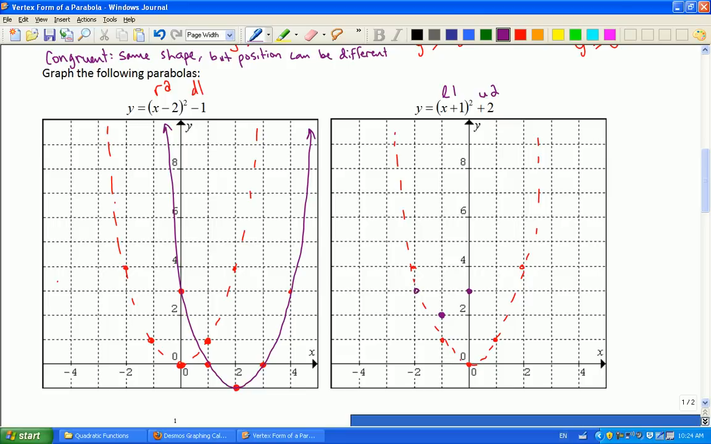Left by 1 and up by 2. Left by 1, up by 2. Left by 1, up by 2. Then these are the points on the new parabola in purple. So this is what the new parabola is going to look like.